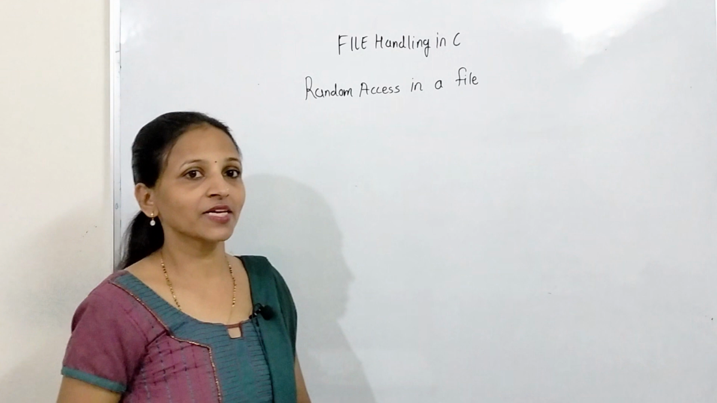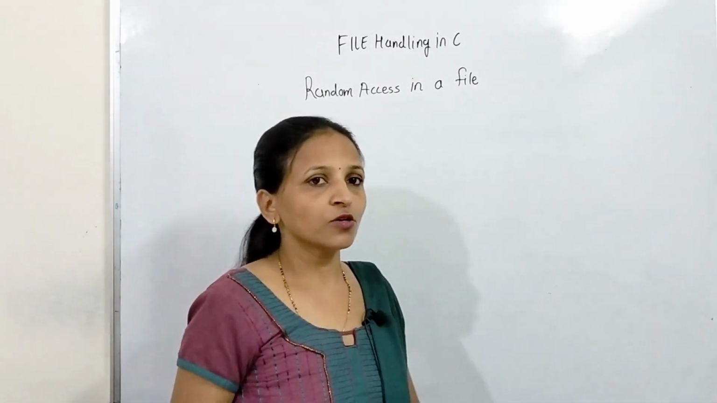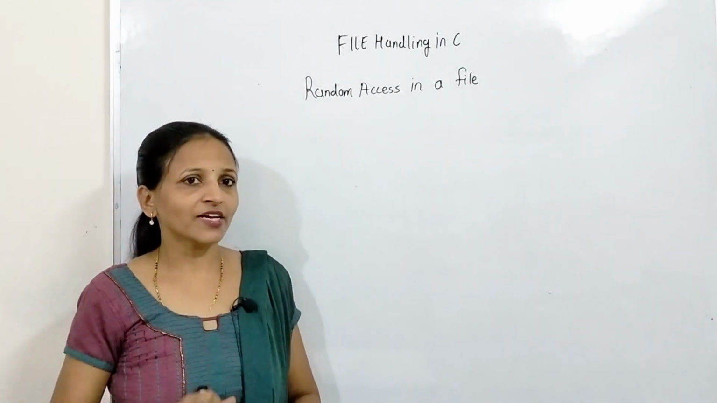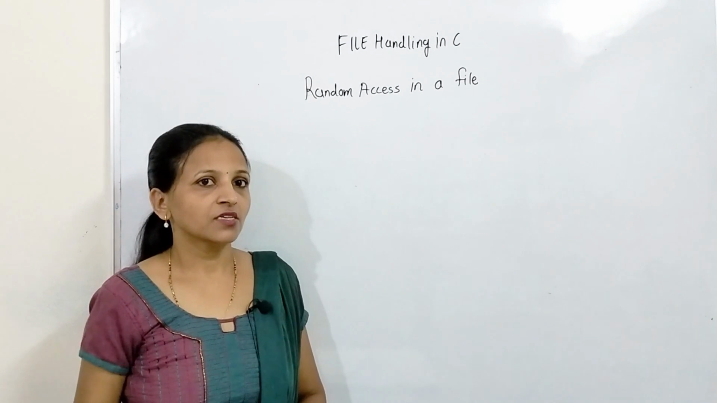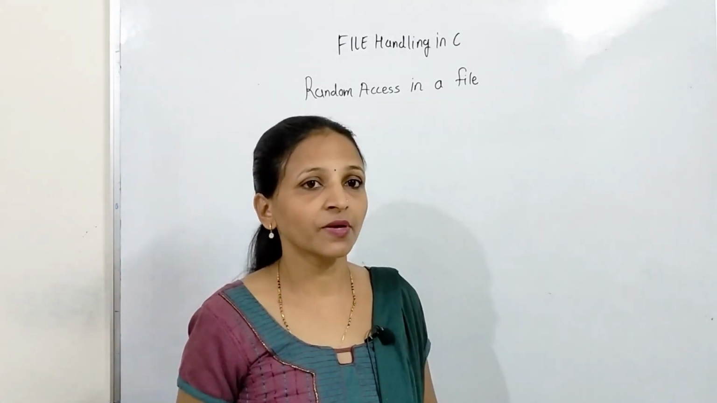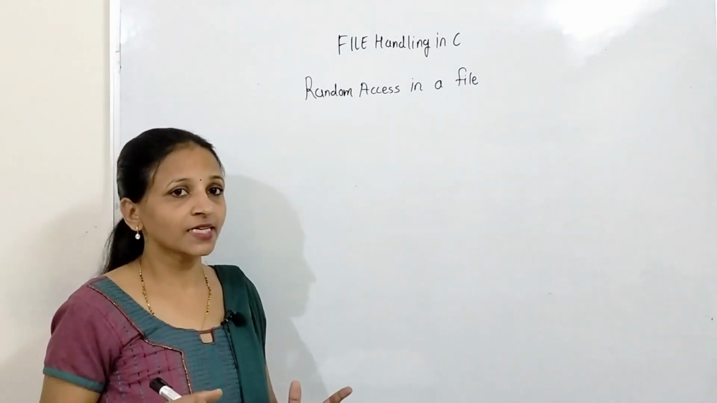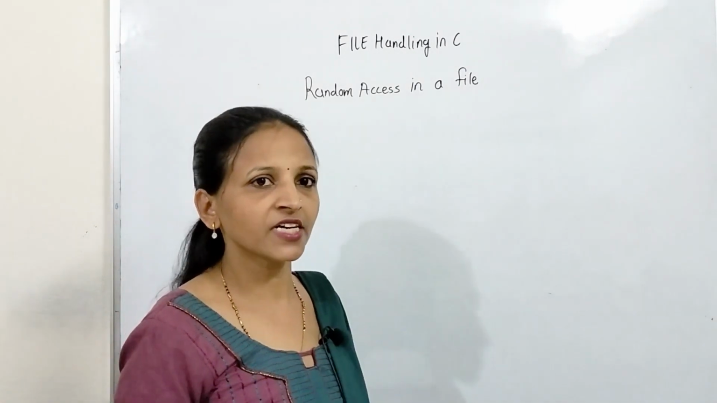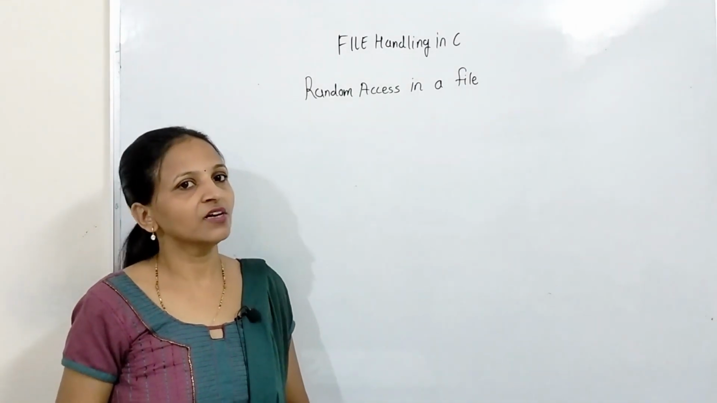I am going to explain random access in a file. Random access means that if you want to process data in a file randomly, in random order, not sequentially, then we can use the random access functions provided by C, which are already present in the stdio.h header file. Those we can directly use inside our program for random access of a file.